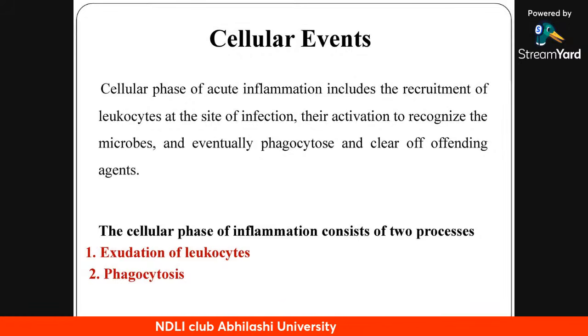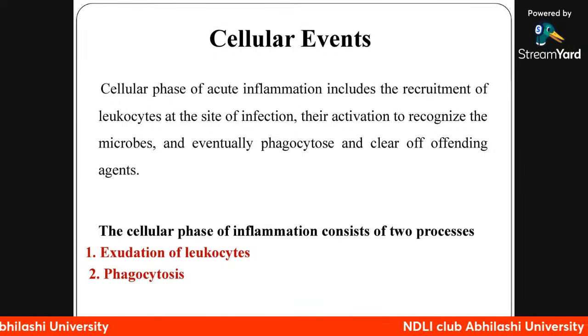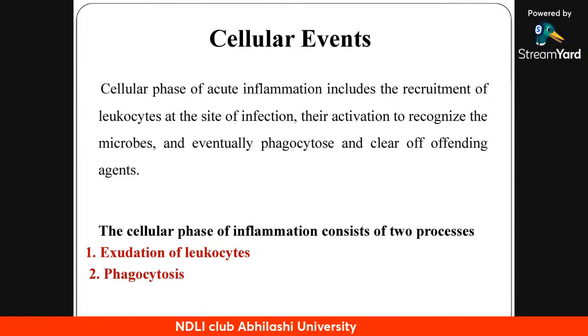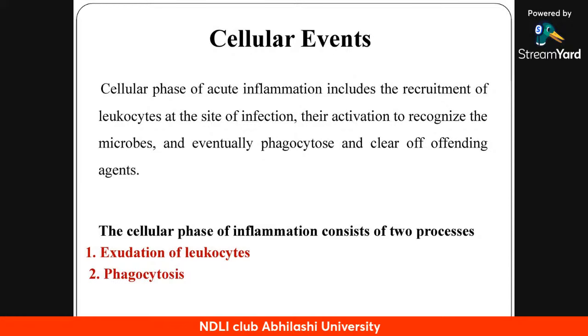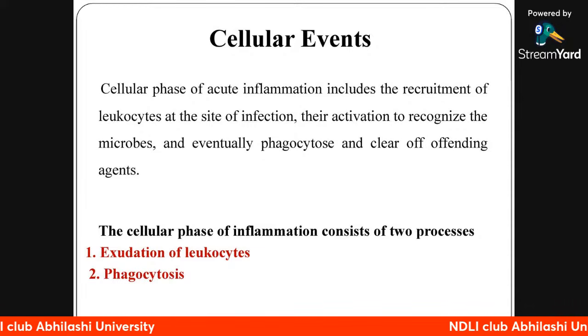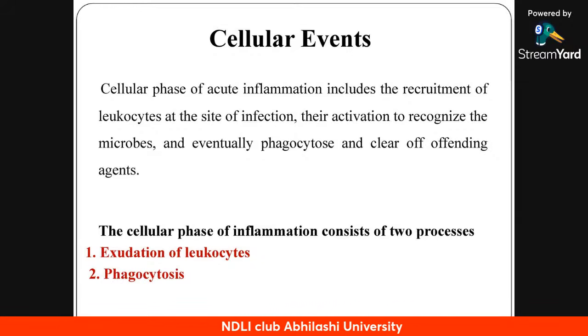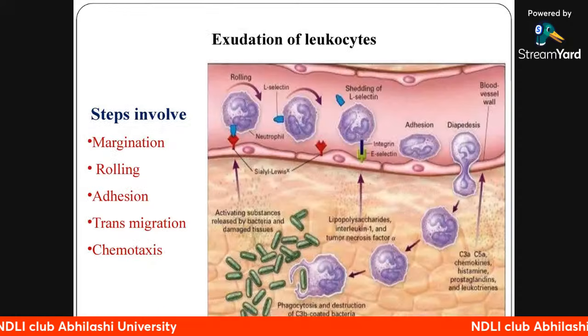Cellular events of acute inflammation. The cellular phase of acute inflammation includes the recruitment of leukocytes at the site of infection, their activation to recognize the microbes, and eventually phagocytosis and clearing of them. The cellular phase of inflammation consists of two processes. First, exudation of leukocytes. Second, phagocytosis.